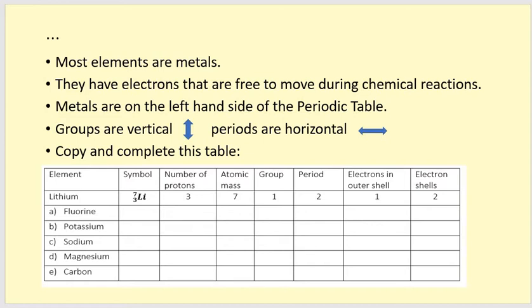Period means it's the second row down. The number of electrons in the outer shell is the same as the group, so it's 1. The number of electron shells is 2, the same as a period. Amazing how this helps us. Now have a look at the others. I have not put the answers on here. You can complete it in your team's notebook, or you can add it onto assignments. That'll be good.